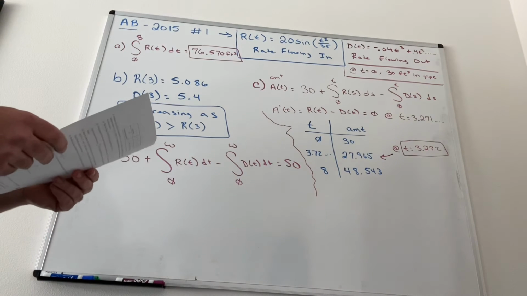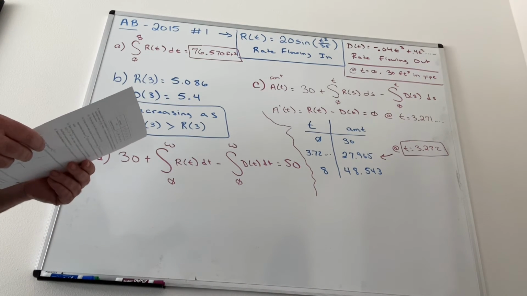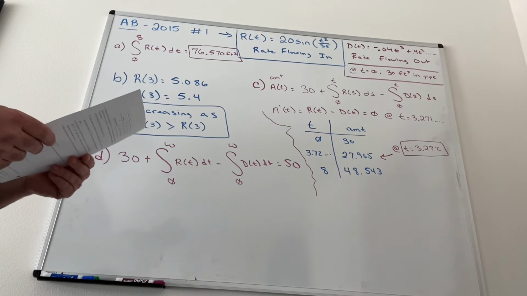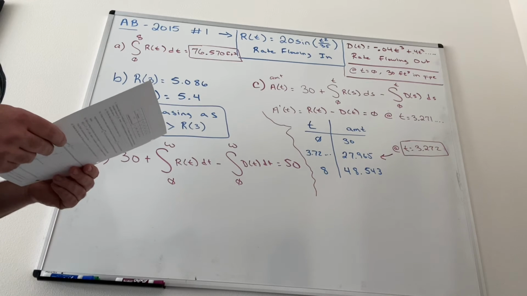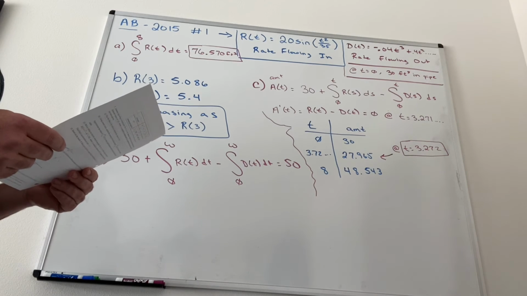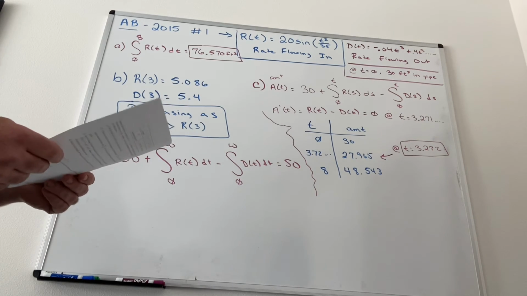Part D says the pipe can hold 50 cubic feet of water before overflowing. For t greater than 8, water continues to flow into and out of the pipe at the given rates until the pipe begins to overflow. Find the time W when this happens.